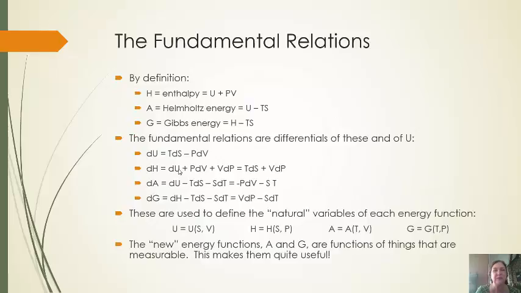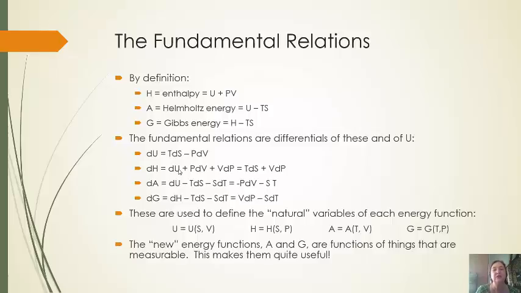So let's look first at the fundamental relations. We've already made some of these definitions. H, enthalpy, is the internal energy plus PV. We also have definitions for Helmholtz energy and Gibbs energy. Helmholtz energy A is U minus TS, and Gibbs energy G is H minus TS. Now these are other kinds of energy. We really haven't seen much of an application for them at this point in time. And these are simply true by definition. So it's various combinations of the various forms of energy with pressure, volume, temperature, and entropy.